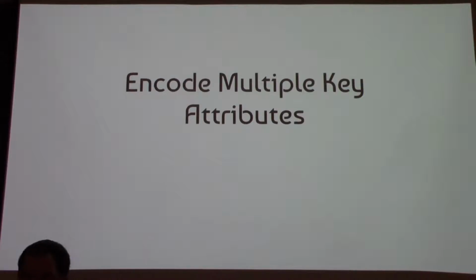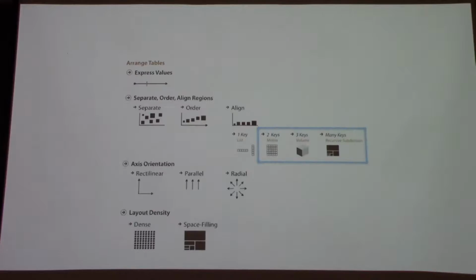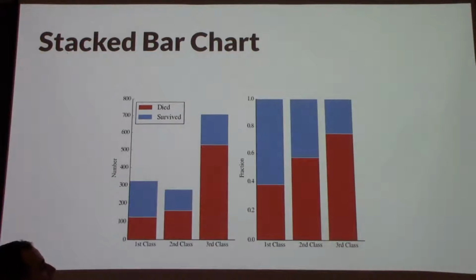So what happens if we want to encode multiple keys as attributes? We come into the space here of matrices, volumes, and recursive subdivision. Matrices, we'll talk about them later, but first let's talk about bar charts.